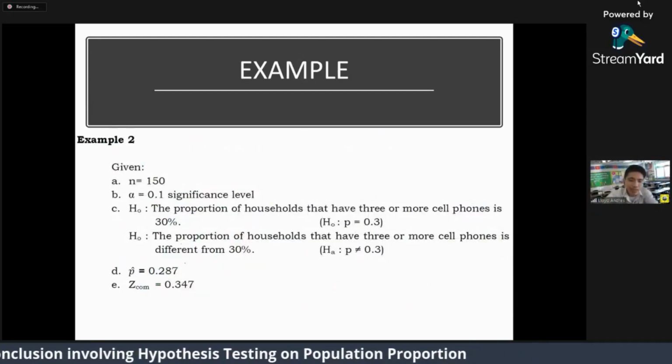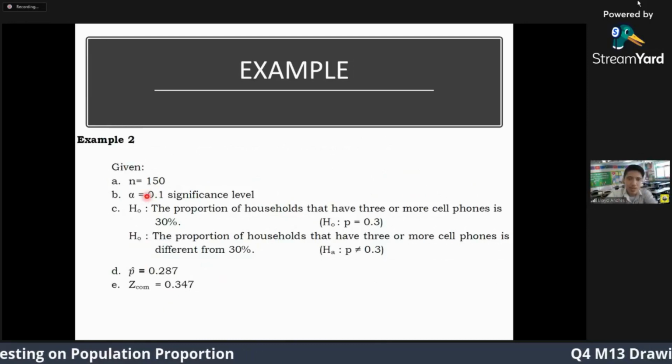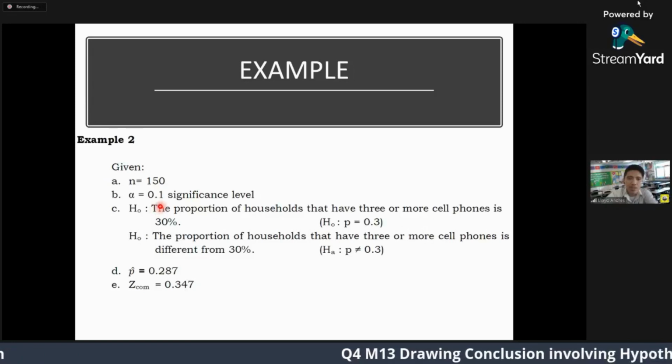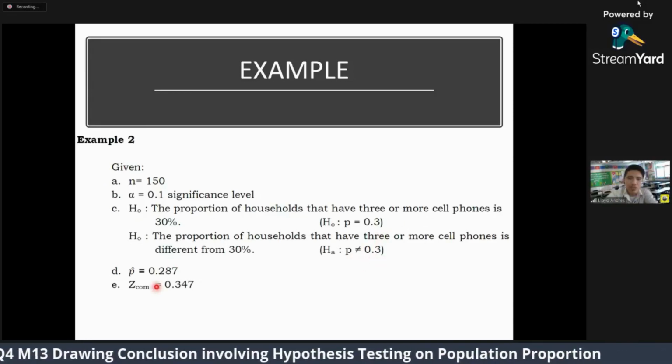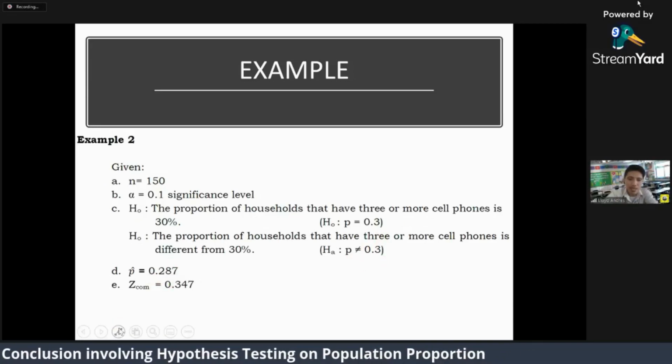While this next one uses the critical value. So, you are given a sample size of 150, alpha of 0.05, null hypothesis p equals 0.3, alternative p is not equal to 0.3, p hat of 0.28, and the computed value is 0.3478.